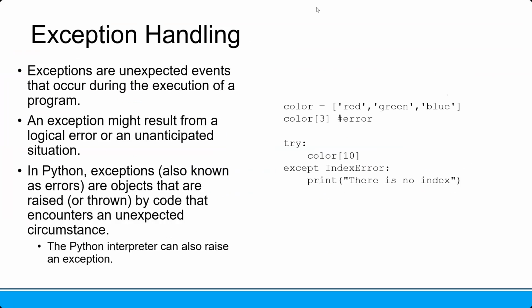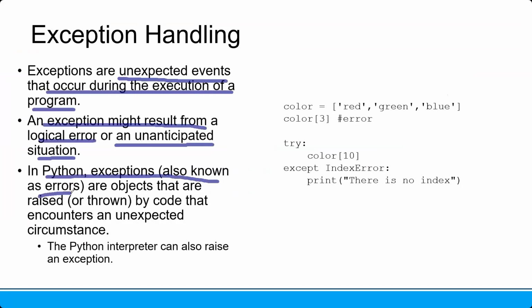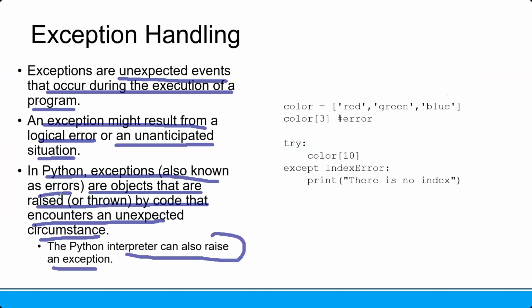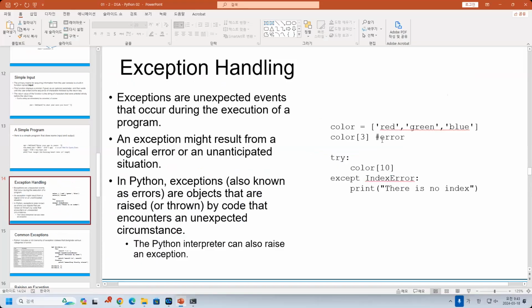So an exception is an unexpected event that occurs during the execution of the program. An exception might result from a logical error or an anticipated situation. In Python, exceptions, also known as errors, are objects that are raised or thrown by code that encounters unexpected circumstances. In Python, we can also raise an exception. So we will check one by one. For example, this one.